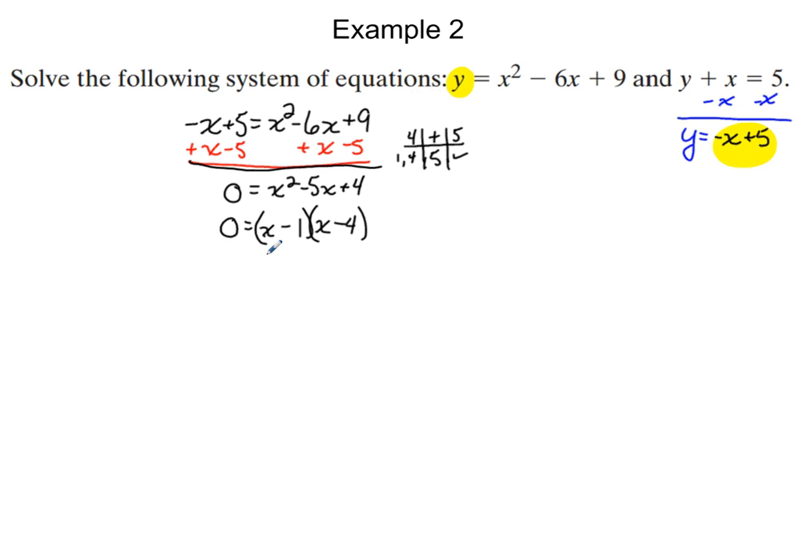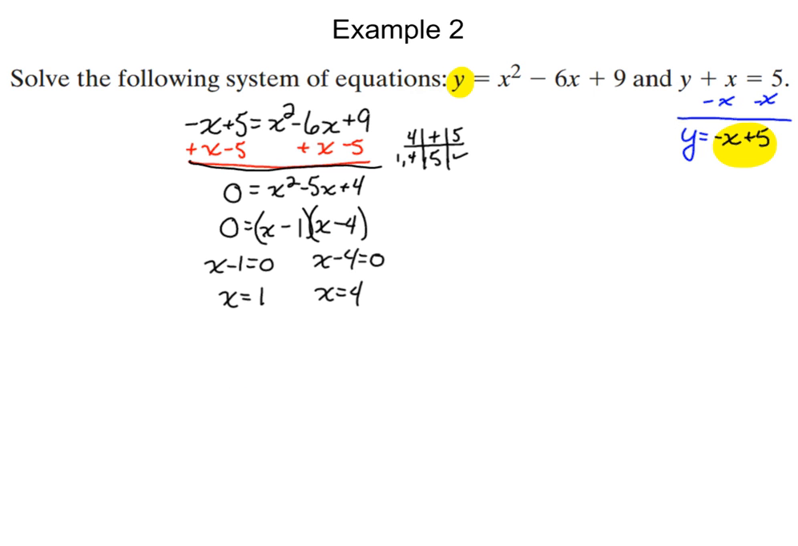So now that I've factored, I've got two things multiplied together to give me 0, so I can use the zero product property, which says that if you got two things multiplied to give you 0, then one thing has to be 0, or the other thing has to be 0. So either value here would give us a true statement. So either x is positive 1 or x is positive 4.